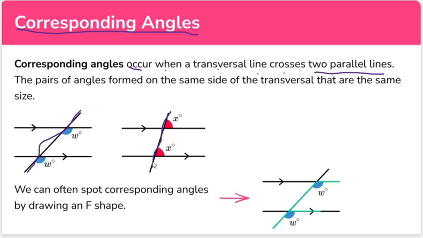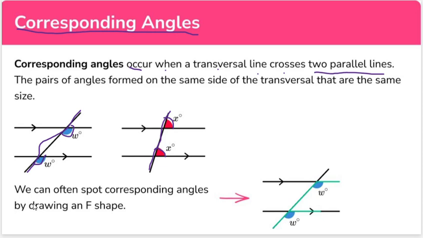Okay, now once we have that, the pairs of the angles formed on the same side of the transversal are the same. So this pair here is the same as that. That value there is the same as this value. So this value here is the same as that value there.